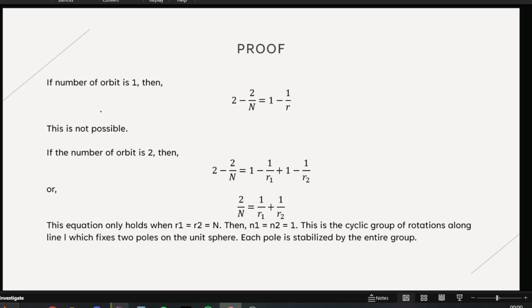What if the number of orbits is 1? Then we have 2 minus 2 by n is equal to 1 by r.